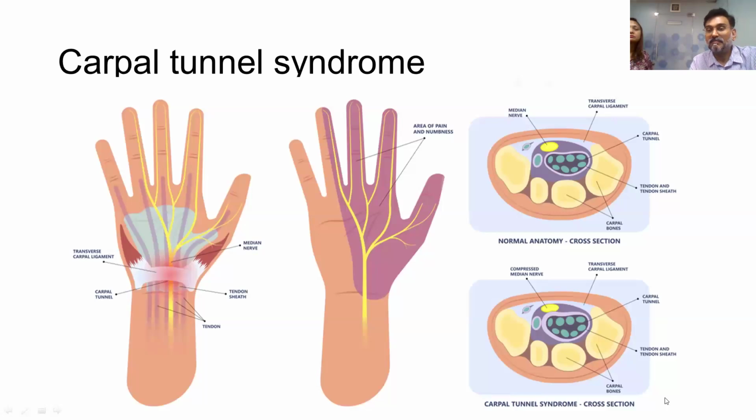The median nerve passes between the transverse carpal ligament and the carpal tunnel and the tendon sheath which encloses tendons of the forearm muscles. Now, when there is swelling of these tendons, what happens is the median nerve gets compressed. It gets trapped between the transverse carpal ligament and the tendon sheath, which gives rise to the syndrome.